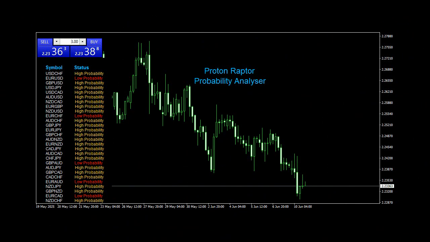Firstly, we use our probability analyzer for high probability trading opportunities. On this list we need 20 or more high probability trades for success. We only load the expert if this condition has been met.